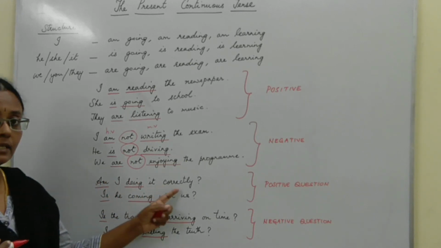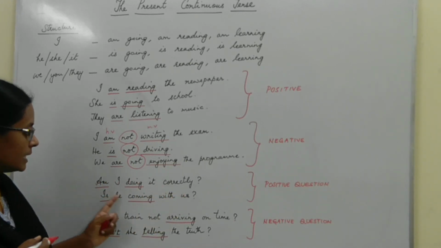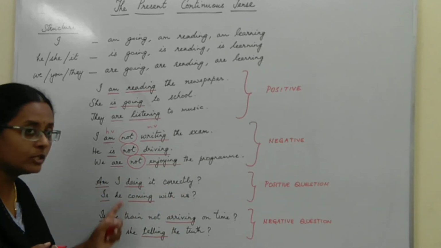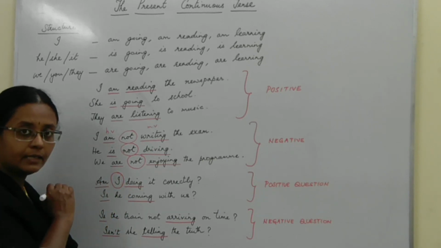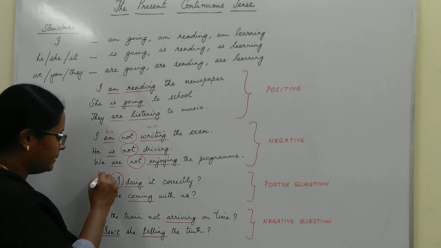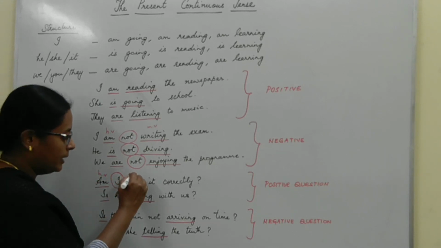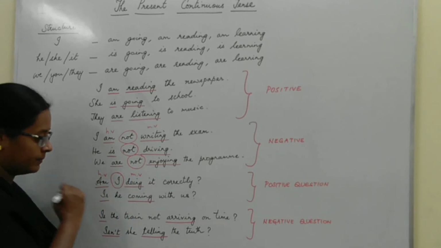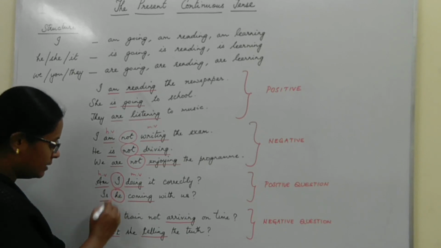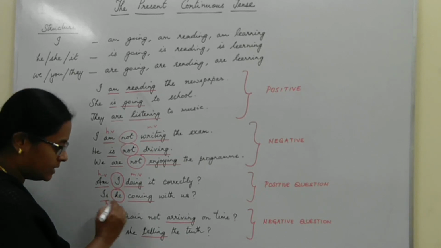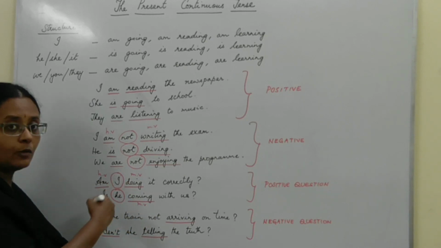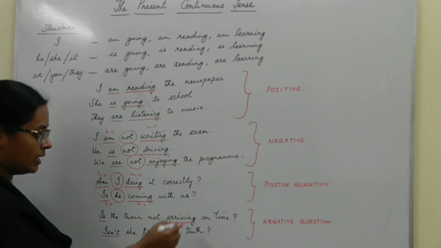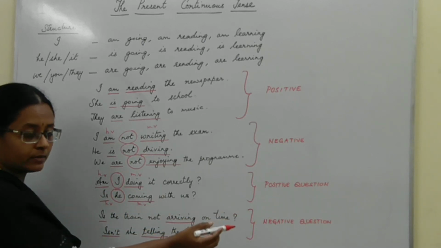Now coming to the positive question. Am I doing it correctly? Is he coming with us? Now what are we doing here? We are bringing the subject I in between the helping verb am and the main verb doing. The subject he between the helping verb is and the main verb coming. Right? Are we listening? Are they coming? Now the last part is the negative question.